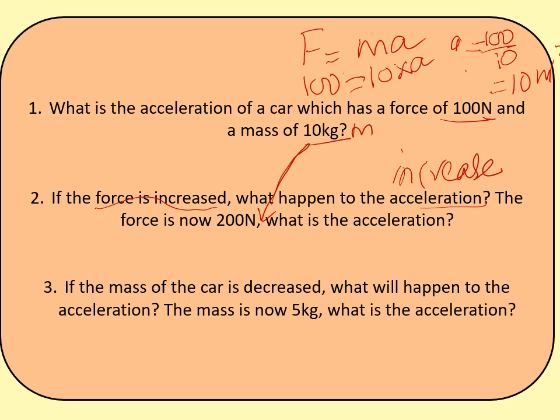Otherwise, an easier option is initially force was 100 newtons in the first question. Now the force has become 200 newtons, which means the force has doubled. Whenever the force doubles, since it is the same mass, acceleration will also double. So initially, if you had 10 as the acceleration, now the acceleration will be 20 meter per second square.